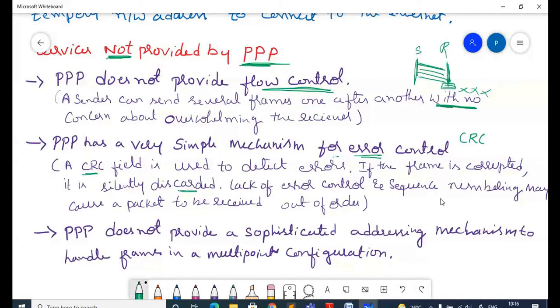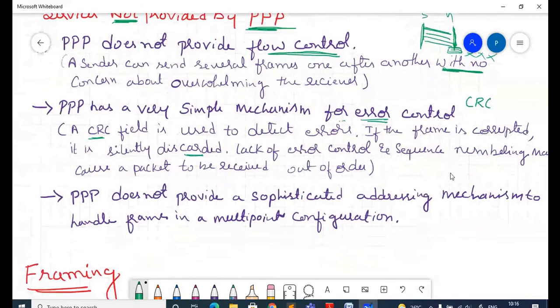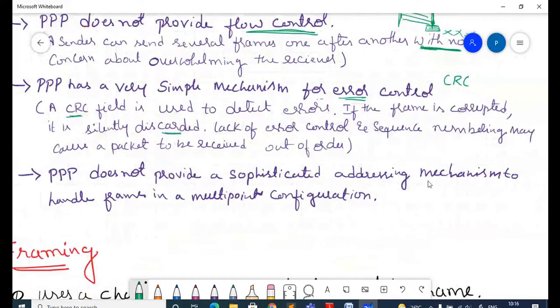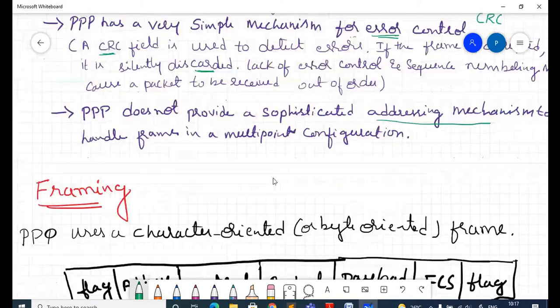Okay, so here it supports error control but not flow control. Then PPP does not provide a sophisticated addressing mechanism to handle frames in a multi-point configuration. We'll discuss this addressing mechanism, what type of addressing it is going to use with respect to multi-point configuration, when we discuss the frame structure. Is it clear? So this is very simple information about the point-to-point protocol: what it is, what services it supports, and what services it does not provide.